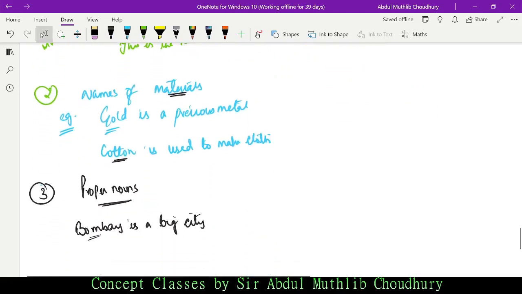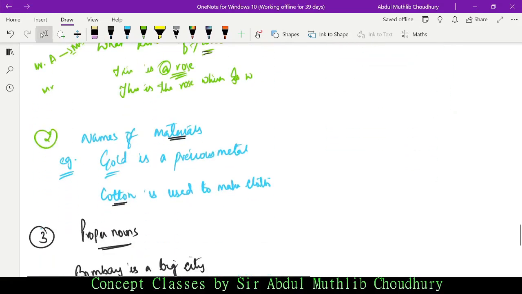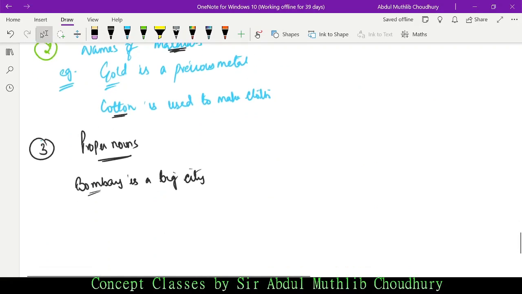Okay. Now, name of matters, we have learned that no article should be used when a noun is used in its widest sense. No article should be used before names of materials. Again, no article should be used before proper nouns. Bombay is a big city. Ashoka was a great king. If you have been making this error, "the Ashoka was a great king," do not make any error further from today onwards. So never use article "the" before proper nouns.